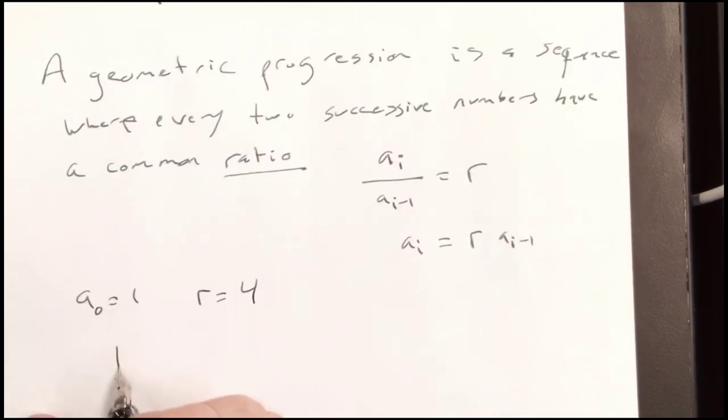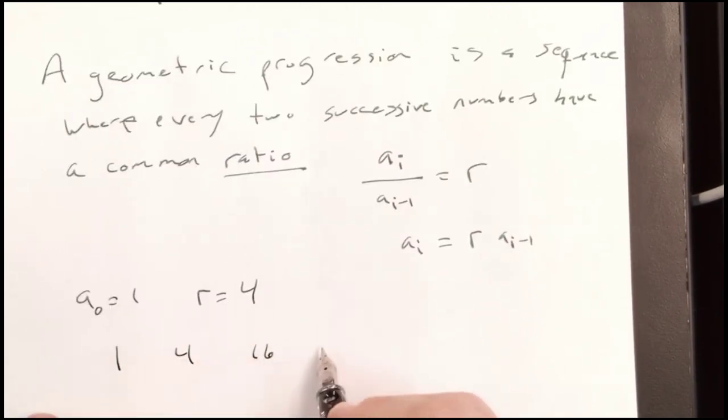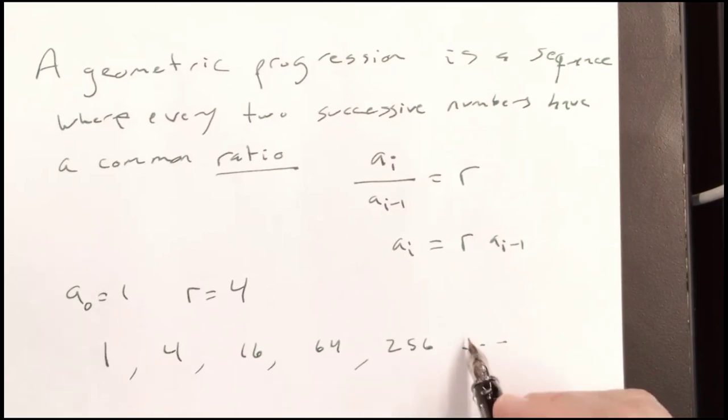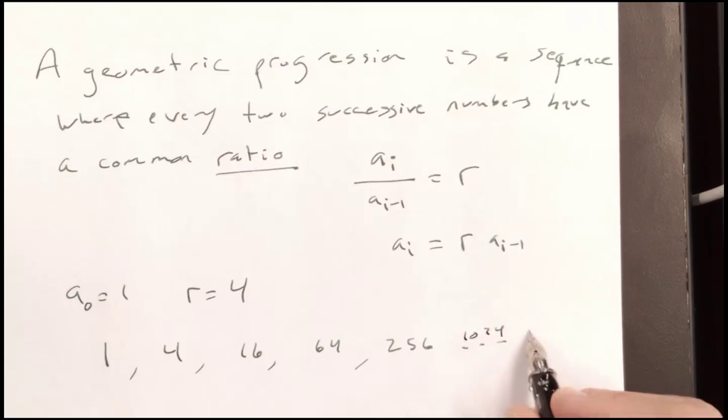So my sequence goes 1, 4, 16, 64, 256, and keeps going. I just keep multiplying by 4. Let's see. 1024, 4096, 16384. We can keep going as far as you want, right?